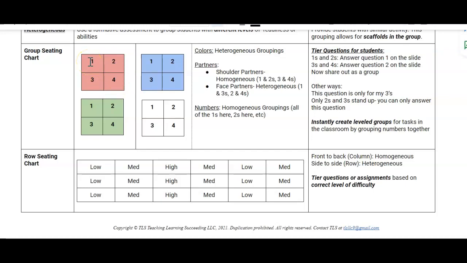At other times, you might want shoulder partners, so your number 1 and number 2 students would be more closely related in their skill levels, and your 3 and 4 numbered students would be more closely, homogeneously related to each other's level of abilities. Then, when you're looking to make a heterogeneous grouping or pairing for the moment, students can be working with their face partners. So student 1 and student 3 would be paired together for that short-term activity.